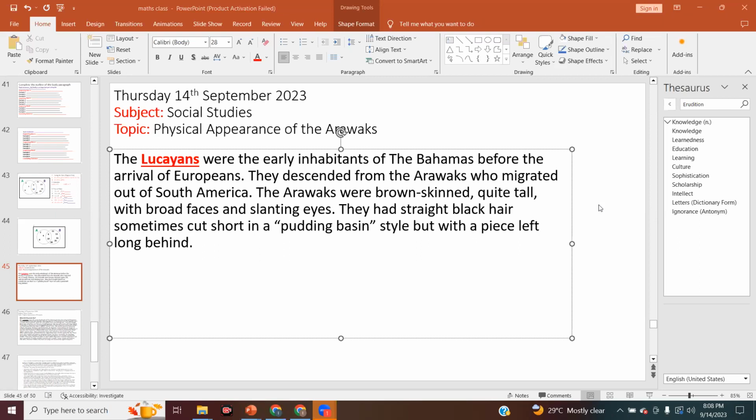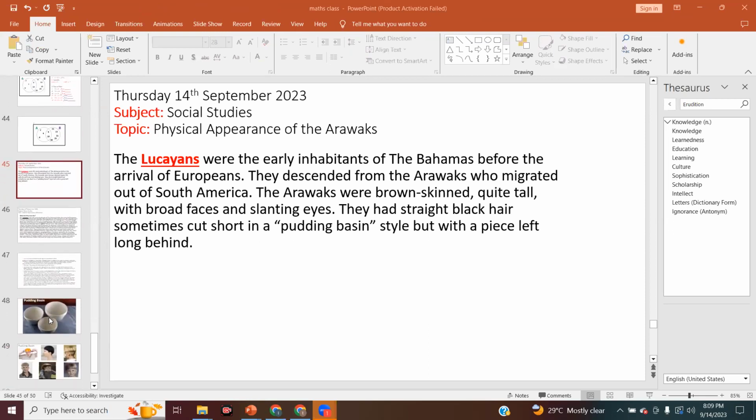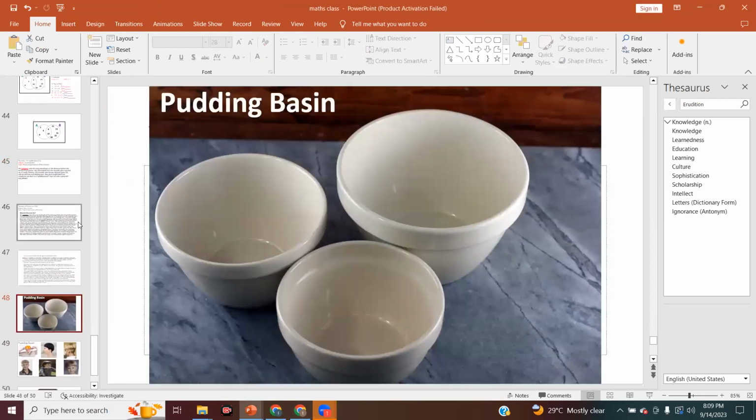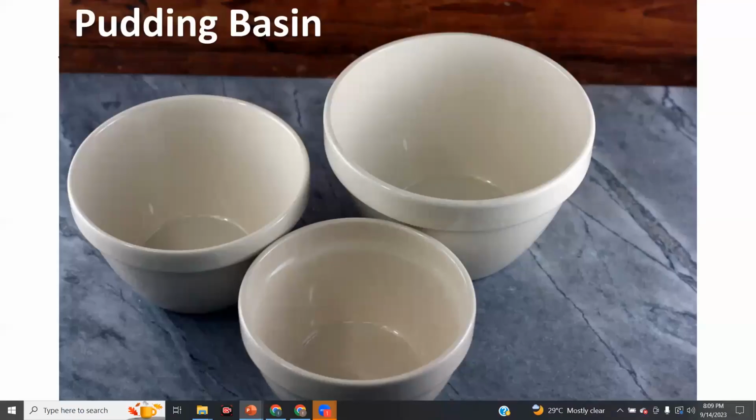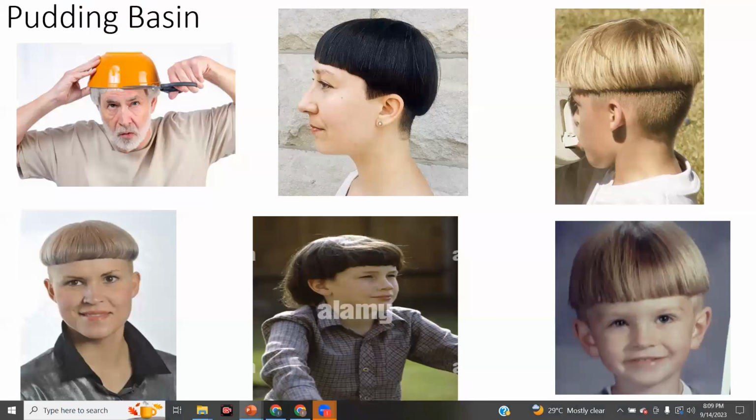So for this one, we're looking at the Lucayans. We said that they were brown skinned, they were tall, broad faces, slanting eyes. They had straight black hair, and their hair was cut short in a putting basin style. Now, when we say putting basin, what we mean is, is this a putting basin right there? So a putting basin is like a bowl, right? Now imagine taking this bowl and using it as a way to check your hair length and cutting it off. So this is what they mean when they say putting basin style.